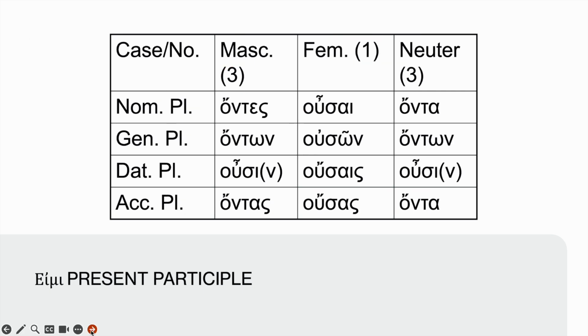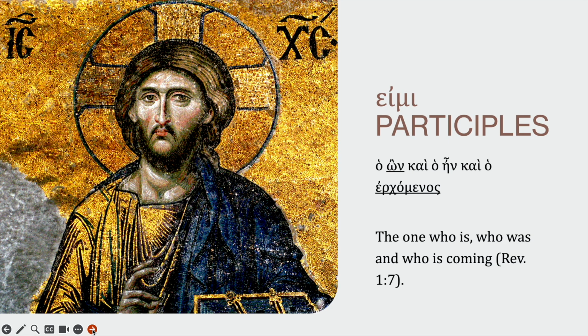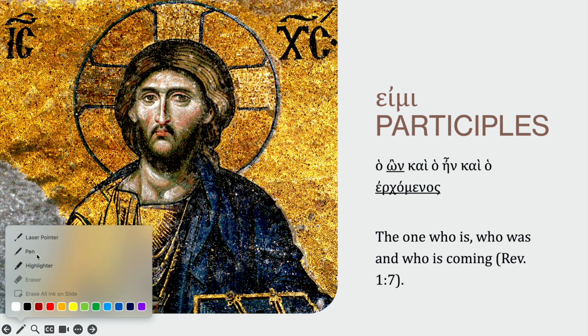Let's take a look at the plural forms. The plural forms is the same thing that's happening here. It's a 3-1-3, and it's the endings that you see on the end of the present active participle forms. I'm going to show you a few examples of eimi as a participle in action.